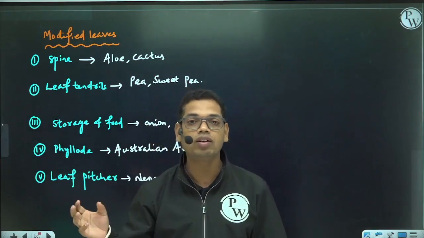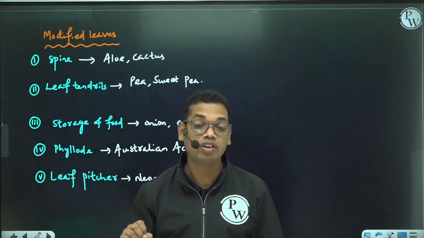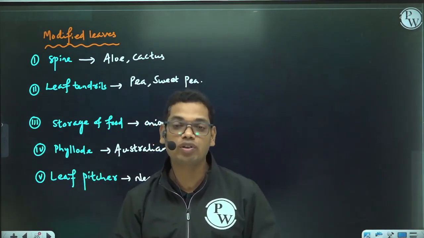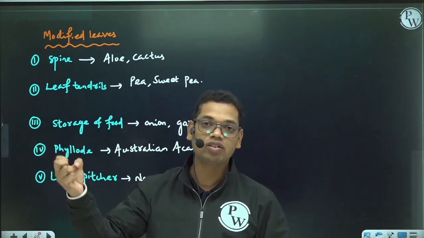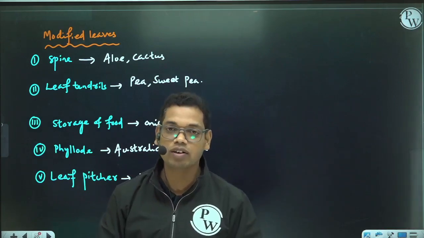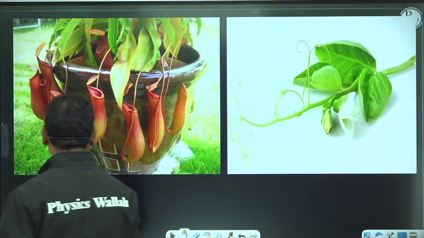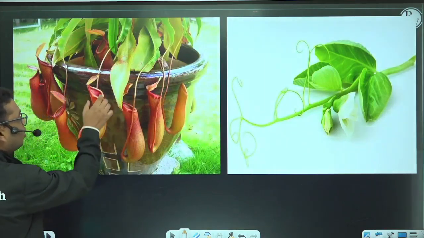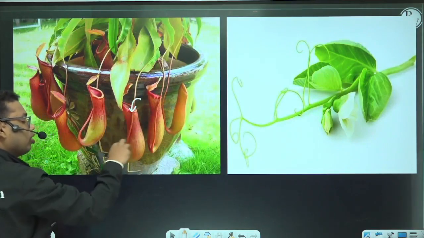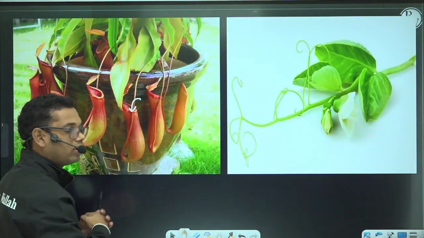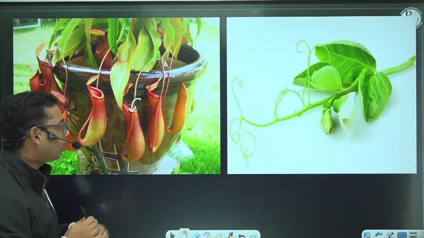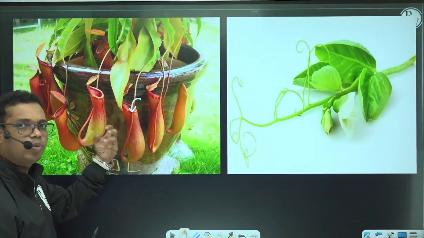And in some cases, some plants grow in areas where the amount of nitrogen in the soil is very less. So those plants meet the requirement of nitrogen by digesting insects, and to trap the insects, the leaf may be modified, and such plants will have leaf pitchers. The example is Nepenthes, and you can clearly see that this is the leaf pitcher. Once the insect enters into the leaf pitcher, what will happen? That will undergo digestion, and after digestion, the nitrogen content will be absorbed by the plant, and that will be used by the plant.